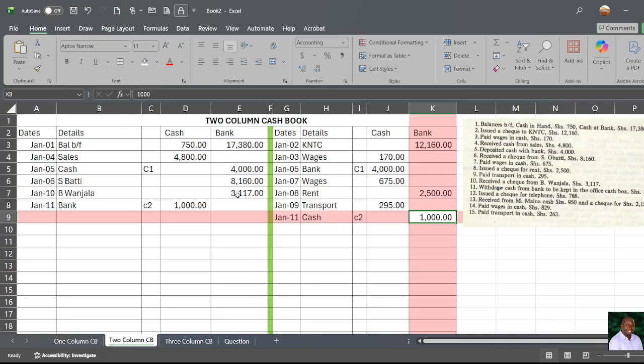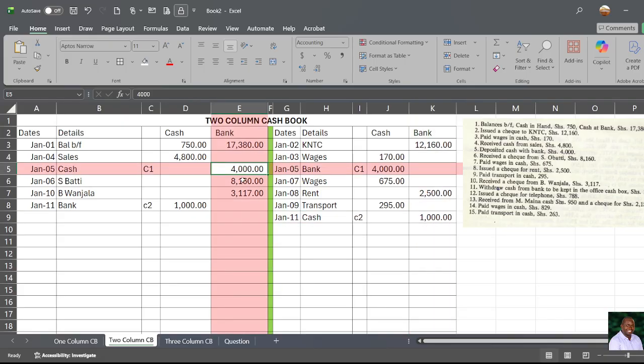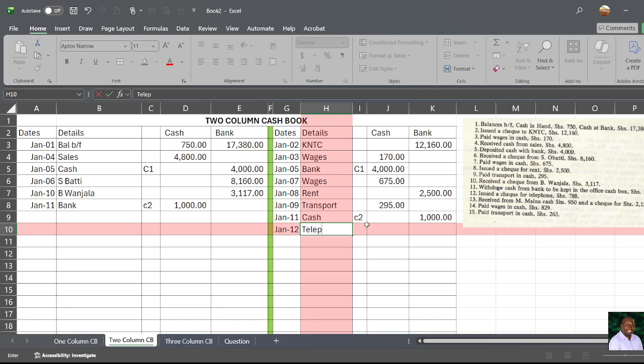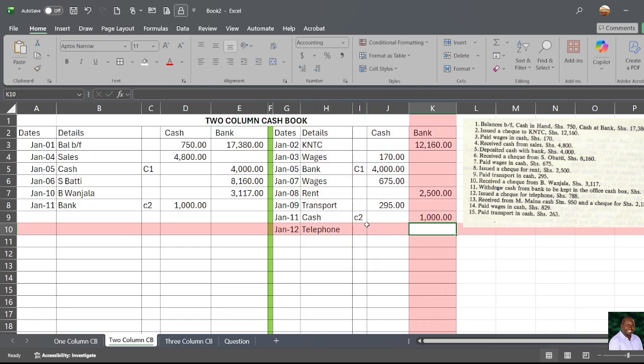The similar thing: this one was on the debit side, and this one was on the credit side, but on different sides of the accounts. So that is on the 11th. On the 12th, he issued a check for telephone, so he paid the telephone here on the 12th. He paid telephone with a check, and maybe he paid the post office by that time, 788.